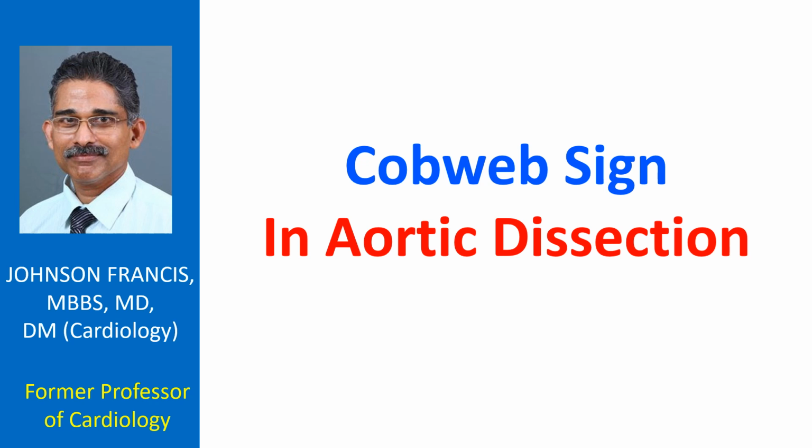Cobweb sign in aortic dissection are slender linear areas of low attenuation seen occasionally in the false lumen in contrast enhanced computed tomographic scans. They are specific for the false lumen and help in the identification of the false lumen. The slender linear areas correspond to incompletely dissected aortic media.